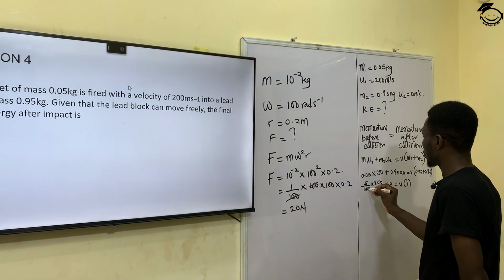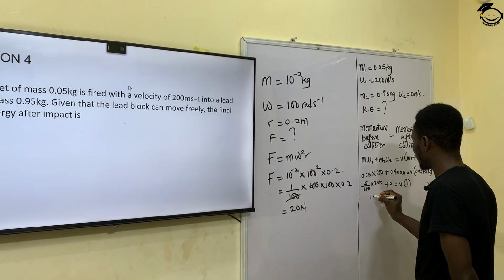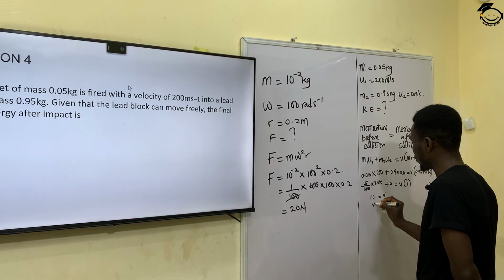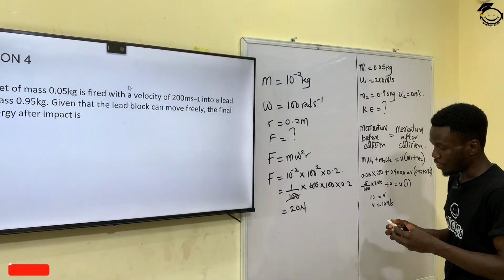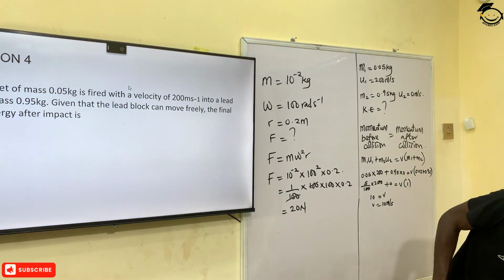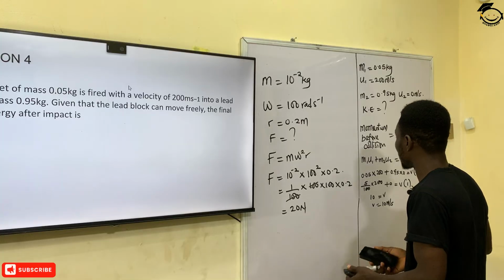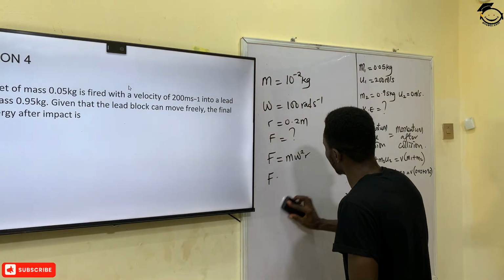So this 20 cancels out 20 from here. It means I have 10 is equal to v. So my v therefore is equal to 10 meters per second. So this is the final velocity with which they move, but that is not the answer to the question, because the question asks us to find the kinetic energy.